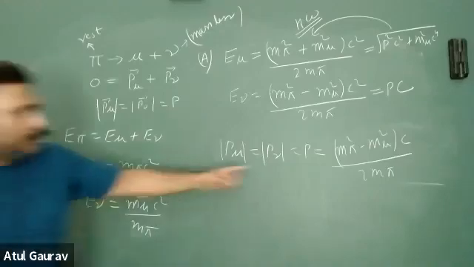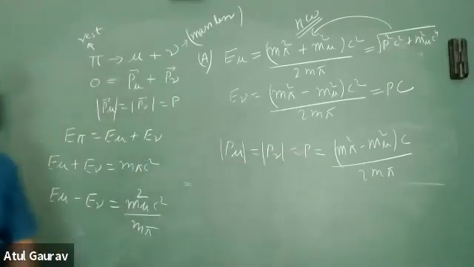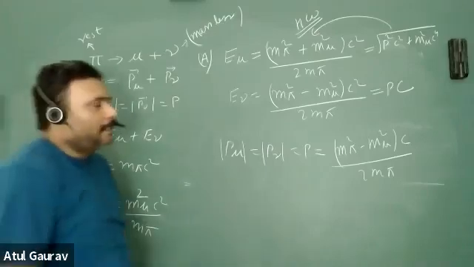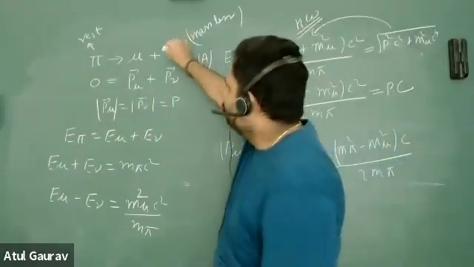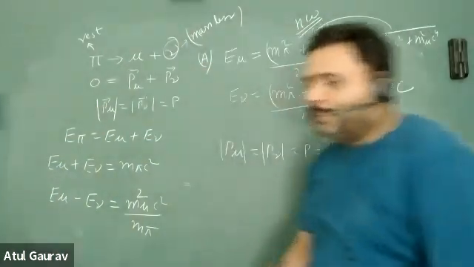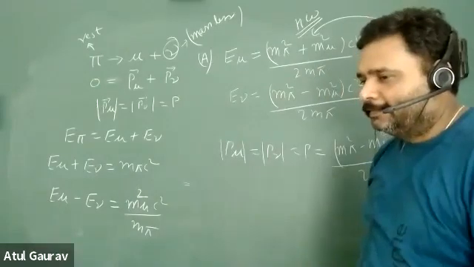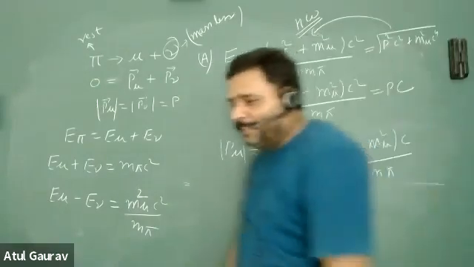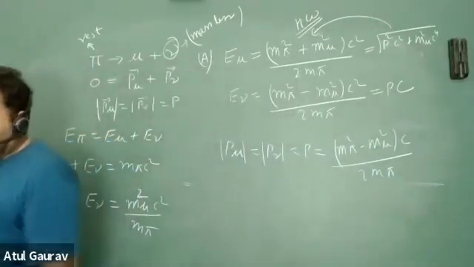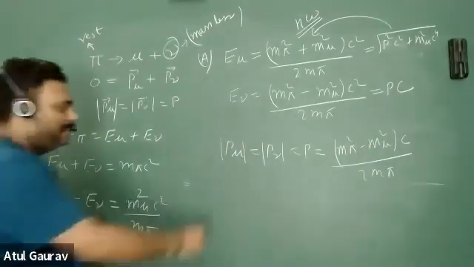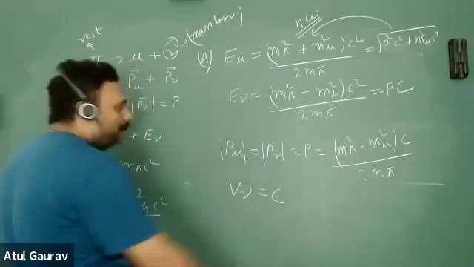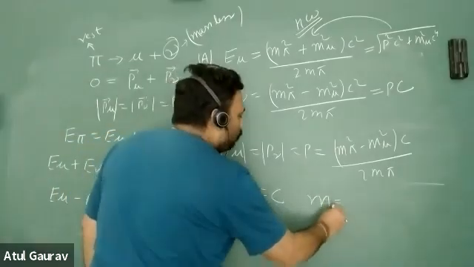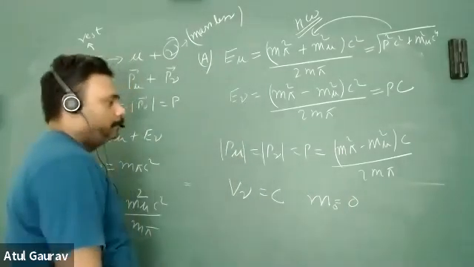So obviously, this is your momentum. Now we are going to find what will be the speed. So just tell me, what will be the speed of the neutrino? Zero? How will you calculate the zero? C, sir. Exactly. The velocity of the neutrino is c. Why is it c? Because it is massless.